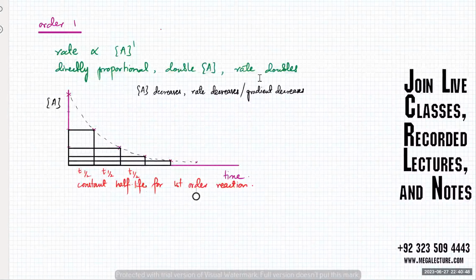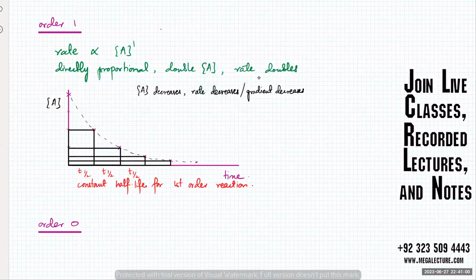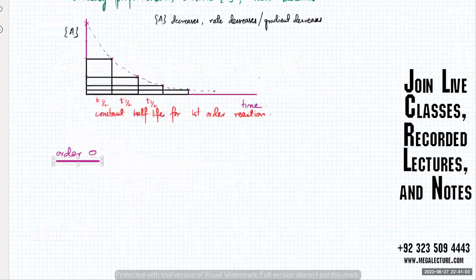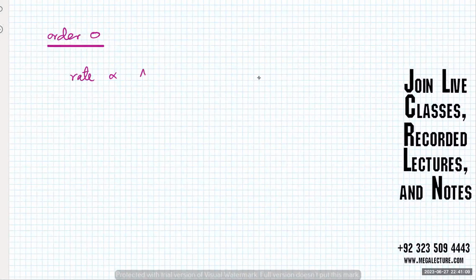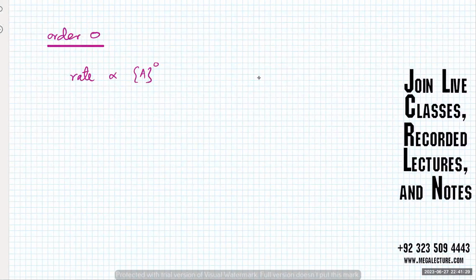So similarly, there's order zero as well. So the same relationship would have a zero order relationship as well. A zero order relationship means that what does it mean? It means that the rate of the reaction is dependent on the concentration of A, but the power is zero. What kind of relationship is this? What does that mean basically? Like if I change the concentration of A, what is going to happen to the rate of the reaction?